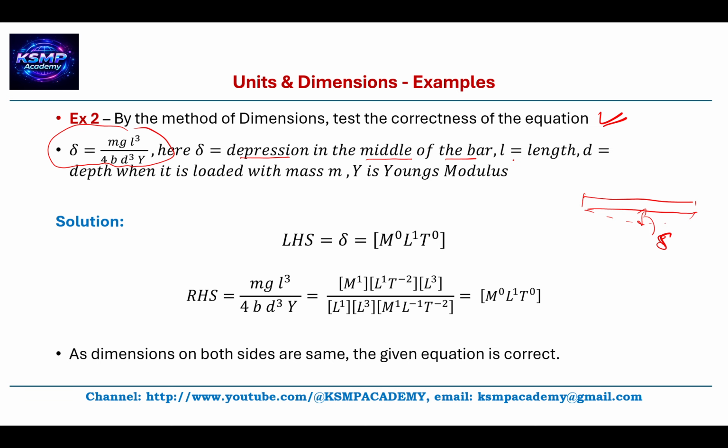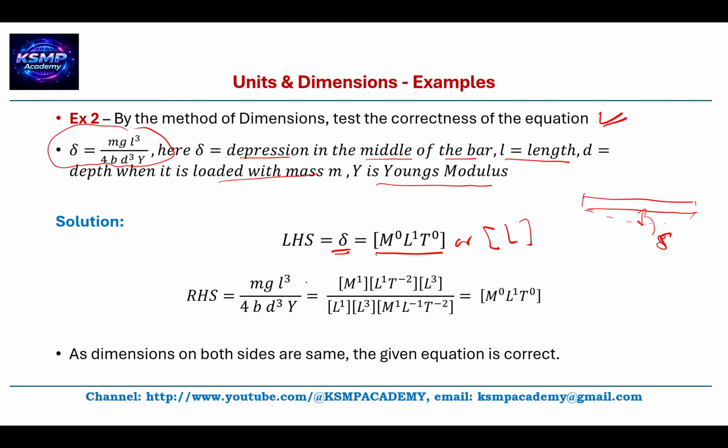So it is in the middle of the bar, L is the length of the bar, D is the depth, where it is loaded with the mass M, and Y is the Young's modulus. So these are the quantities given to us. So look at the given equation. Left hand side is depression, that is distance only. So it is having L to the power 1, or simply we can write it is L. This way you can write.